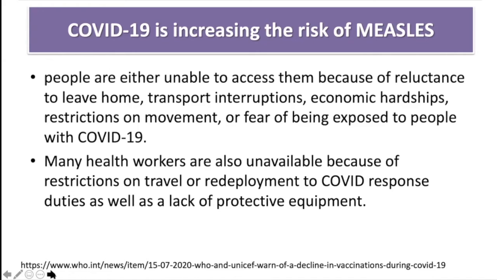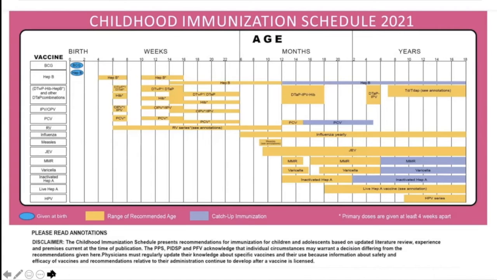And aside from that, many of the healthcare workers are also unavailable because of the restriction to travel, or they are deployed to COVID response duties, as well as lack of protective equipment. And so we are reminded to continue to educate our parents, our caregivers, and routine measles vaccination for children combined with mass immunization campaigns in countries with low routine coverage, like in the Philippines, are key public health strategies in order to decrease global measles death.